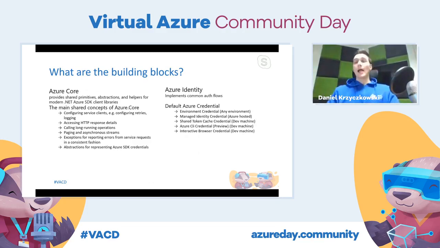The second building block is Azure Identity, and Azure Identity implements common authentication flows. So it's really nice; I will show it today in the source code. There is something called default Azure credentials. Let me explain it in words. If we have an application running on localhost and we would like to connect to Azure services, probably we would like to use our developer account. In this case, we can use the shared token cache credential, for instance, and then we will use our development account related to Azure, and we can easily access Azure services without providing any credentials in the source code.